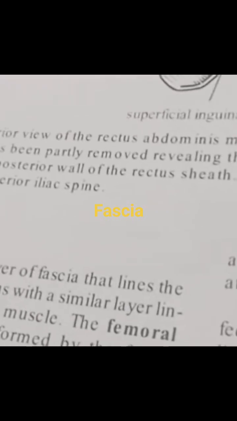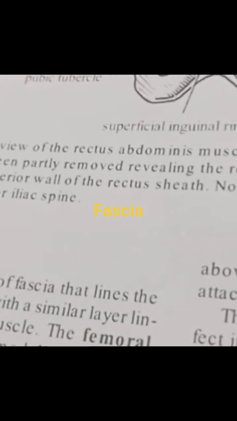Fascia transversalis. The fascia transversalis is a thin layer of fascia that lines the transversus muscle and is continuous with a similar layer lining the diaphragm and the iliacus muscle. The femoral sheath of the femoral vessels is formed by the fascia transversalis and the fascia iliaca.